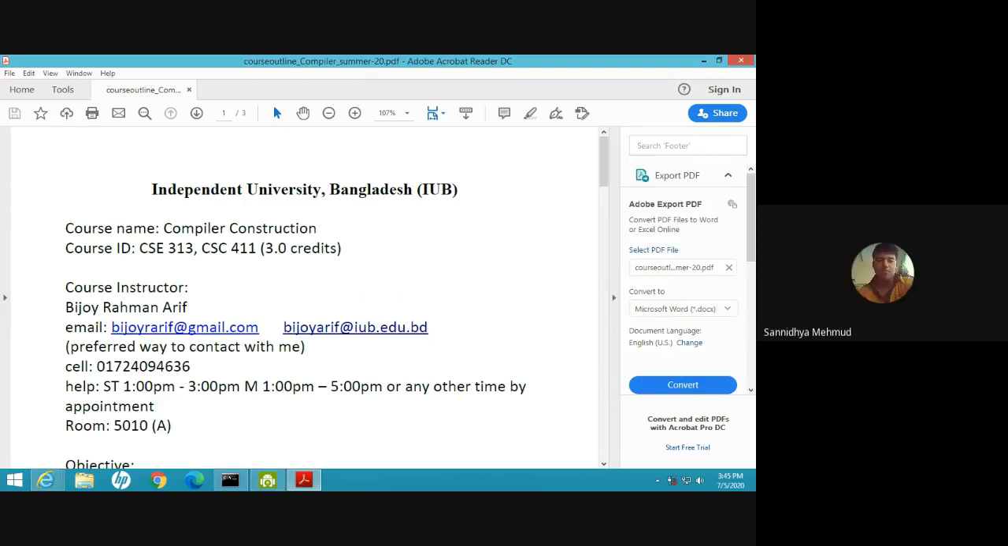So, Independent University Bangladesh. Course name is Compiler Construction. Course ID is CSC 313 interlinked with CSC 411. It is a 3 credit course.